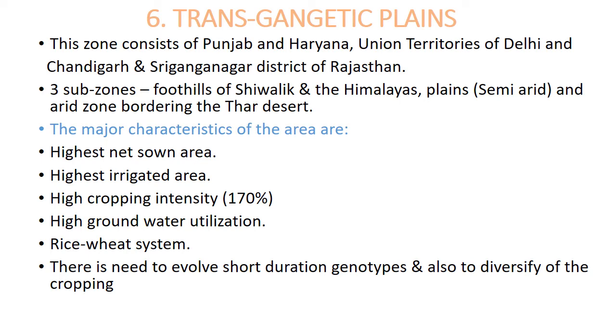The major characteristics of this area are highest net sown area, highest irrigated area, highest cropping intensity, that is 170%, high groundwater utilization, and rice wheat system is cultivated. There is need to evolve short duration genotypes and also diversify the cropping.